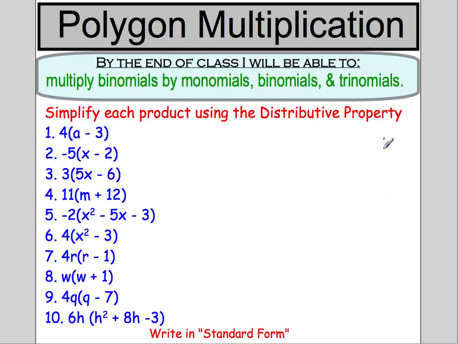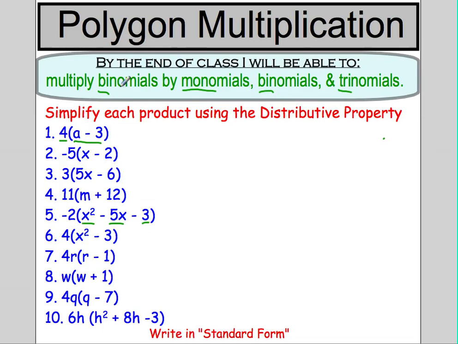Today we're going to take a look at polynomial multiplication. What that means is that we're going to multiply binomials by monomials, binomials, and trinomials. Monomial means there's only going to be one term, so that'd be like 4. Binomial means there's two terms, so that'd be like a minus 3. And a trinomial means there's three terms, such as x squared minus 5x minus 3.